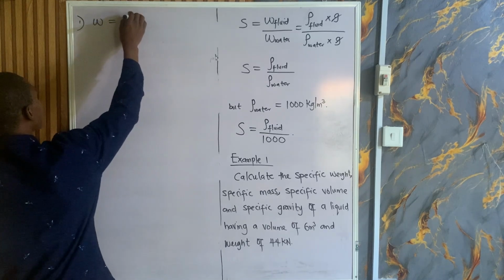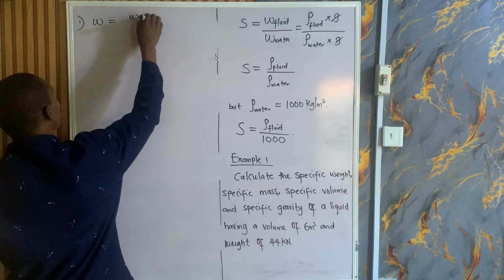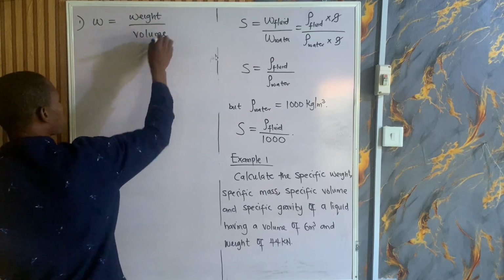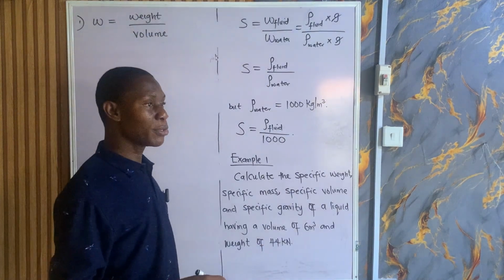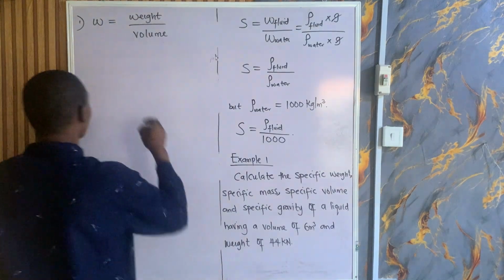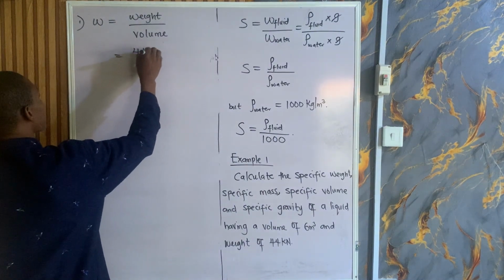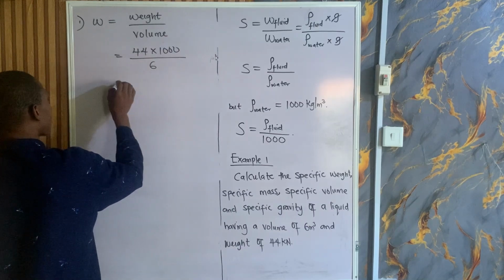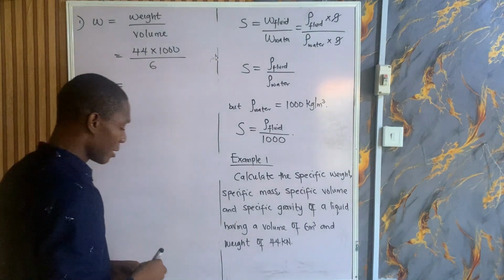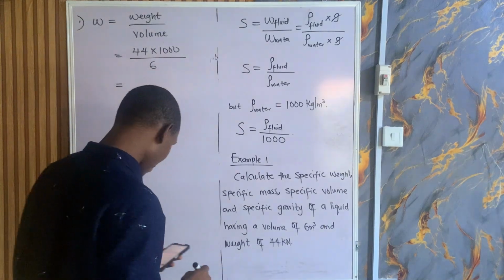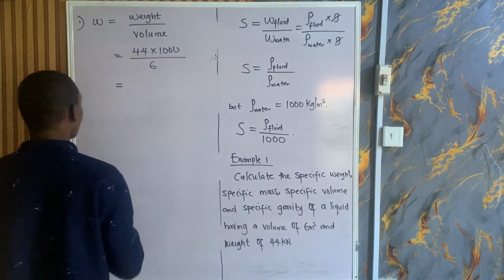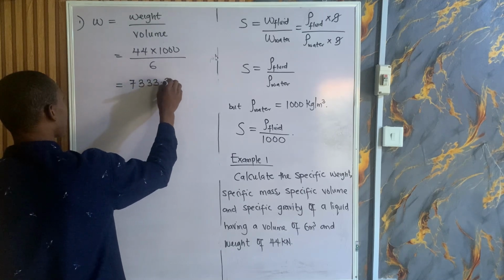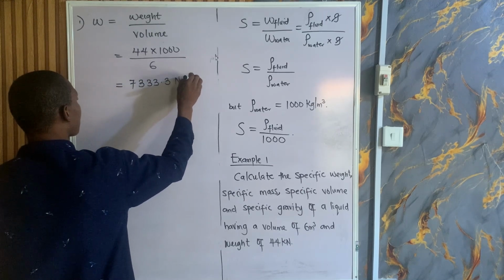Specific weight is weight over volume. In this question, we are given the weight, 44 kilonewton. I need to convert to Newton, and that will be 44 times 1000 all over the volume 6, and then we get the answer. Let's evaluate this now. This will give us 7333.3 Newton per meter cube.